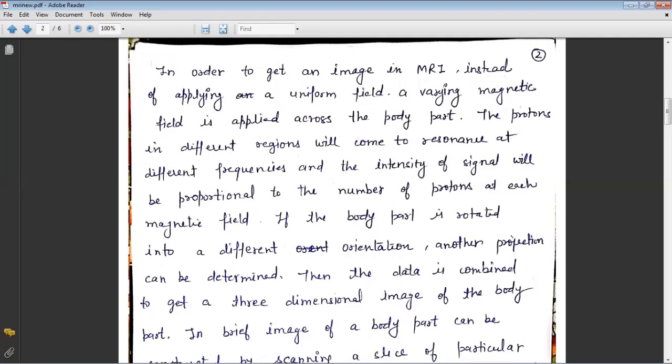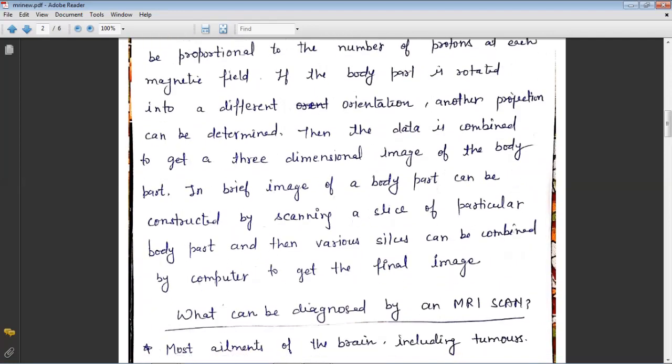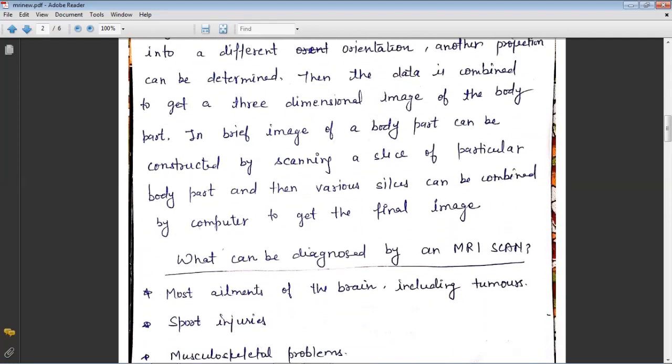So if the body part is rotated into a different orientation, another projection can be determined. Then the data is combined to get a three-dimensional image of the body part. So in brief, an image of the body part can be constructed by scanning a slice of a particular body part, and then various slices can be combined by computer to get the final image.